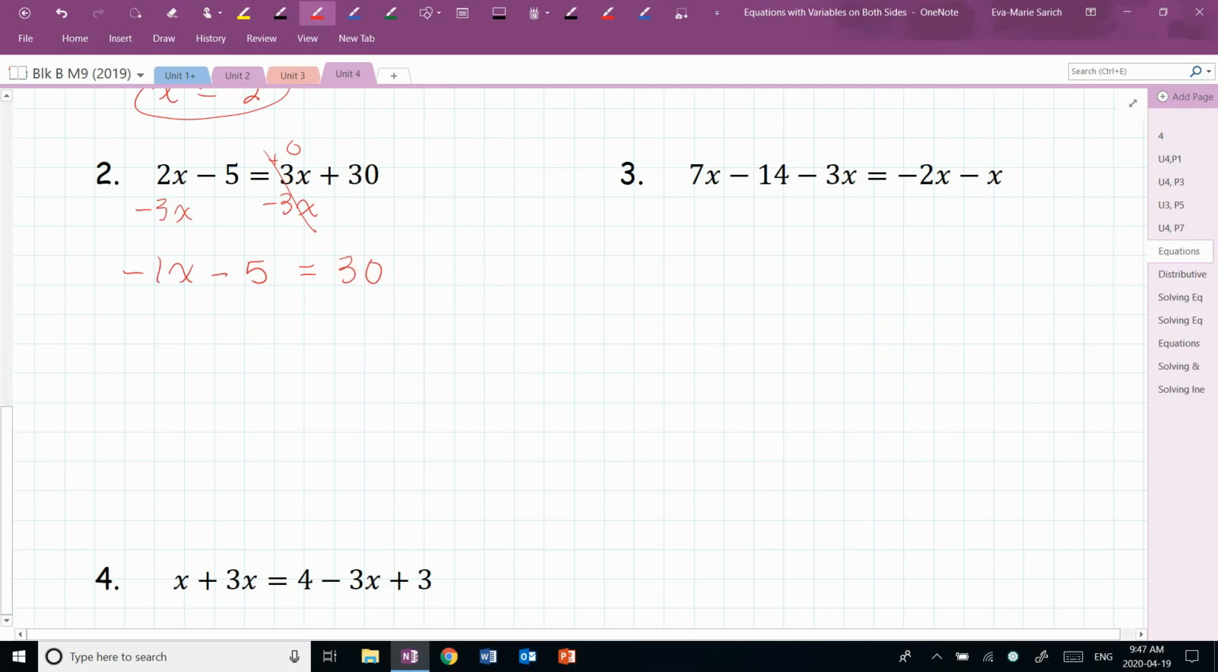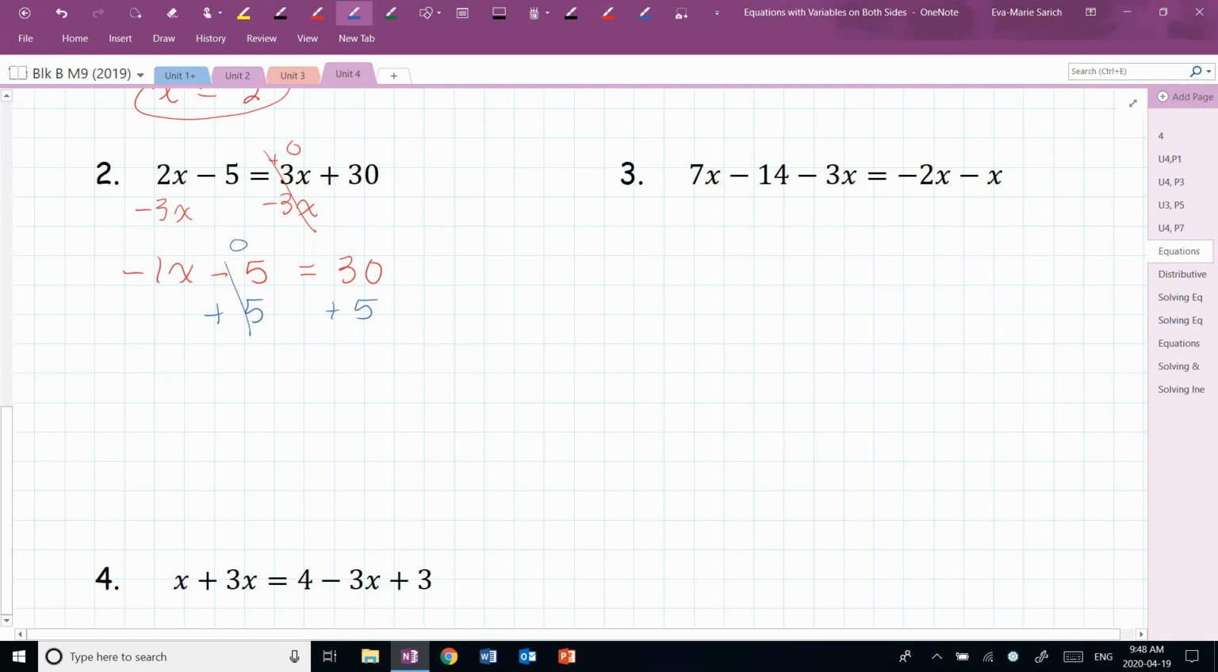Right, remembering that the objective is to get the x all by itself, so we have to get rid of this negative 1 multiplying it, and the 5 being subtracted from it. So get rid of the add or subtract first. If this is a minus 5, we're going to add 5. That means we have to add 5 to the other side. Subtract 5 and add 5 becomes a 0.